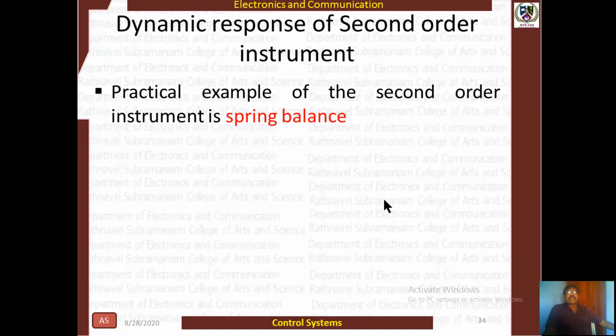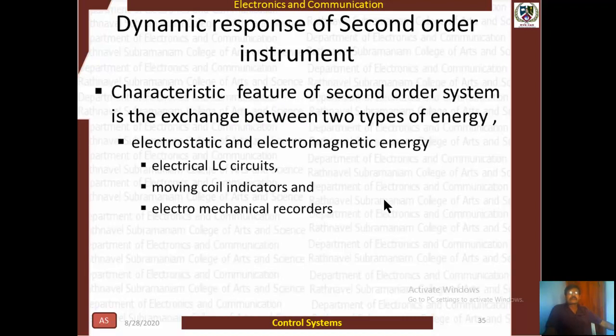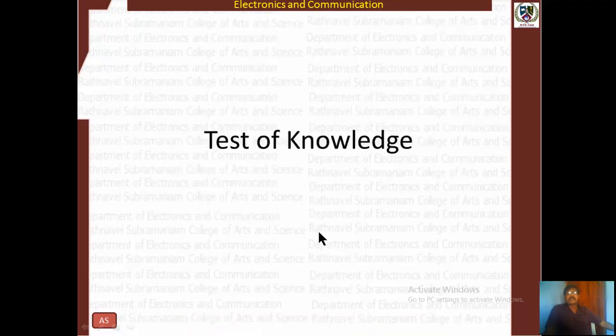Example: spring balance is the right example for a second order instrument. RLC circuit is an example for a second order instrument. Electrostatic to electromagnetic conversion in a second order system. Moving coil indicator and electromagnetic recorder are all examples.